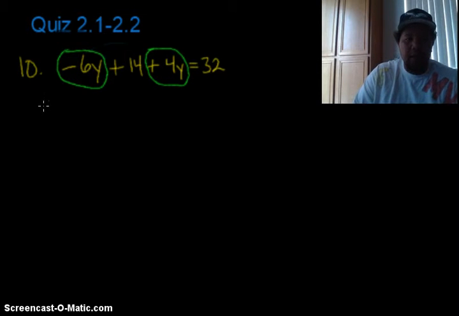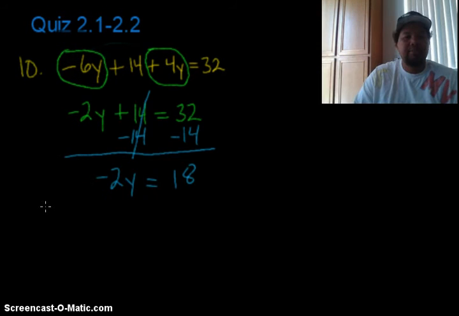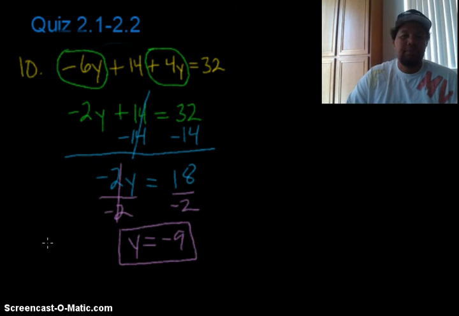So negative 6y plus 4y gives us a negative 2y. And then we bring down the 14 and the 32. Now it's just a normal everyday two-step equation. So we're going to go ahead and start isolating for y by subtracting 14 from both sides, giving us a negative 2 times y equals 18. Continue isolating for y. We're going to divide both sides by a negative 2, giving us y equals negative 9.